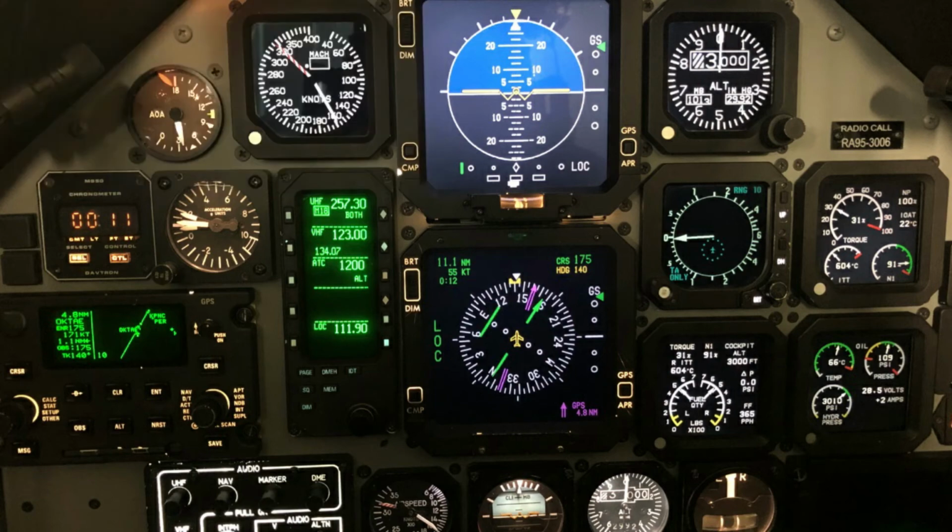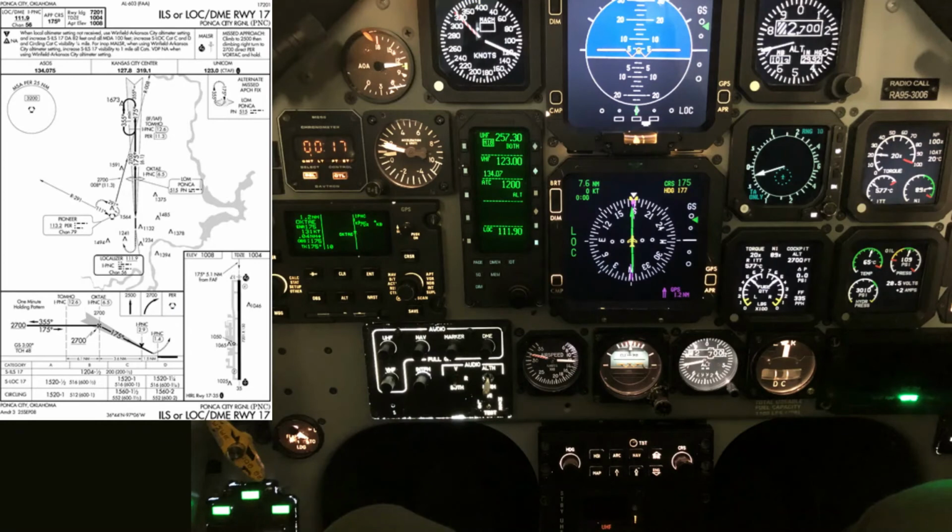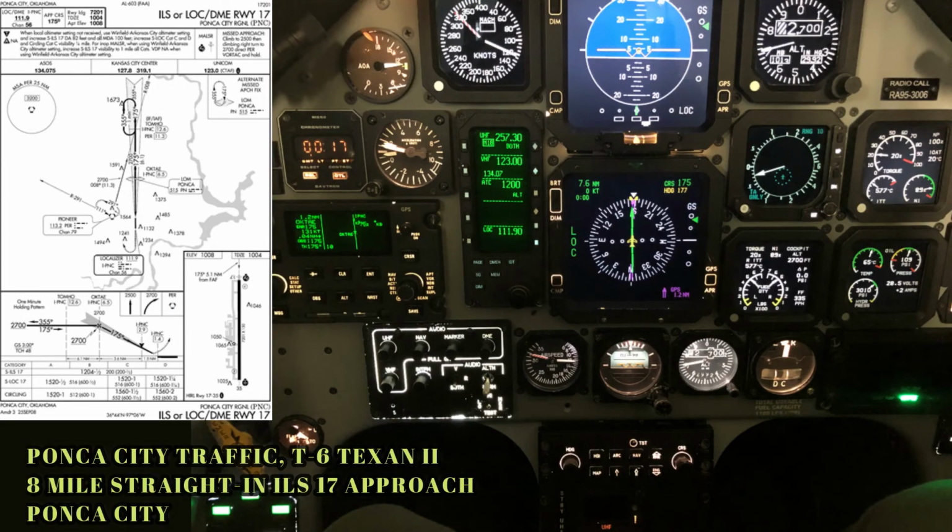On the topic of CTAF and position reports, phrase your radio calls so that non-instrument rated pilots can understand where you are and what your intentions are. For example, when on final approaching the final approach fix, your radio call should sound something like, "Ponca City traffic, T6 Texan 2, 8 miles straight in ILS-17 approach, Ponca City."